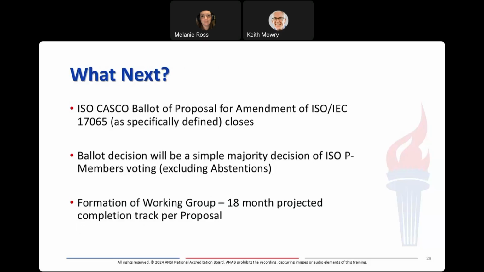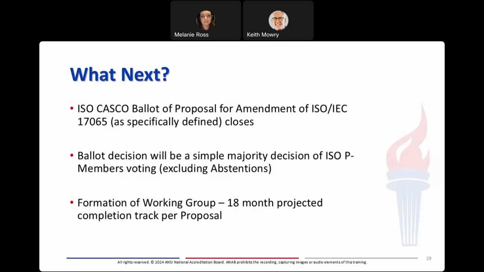So to sum up and briefly to end here, what's next? Well, if the CASCO ballot passes, first it has to close, but if it passes, the decision will be by simple majority whether to adopt this amendment proposal or not. If the amendment proposal is adopted, the limited changes I've described will go forward. If it's rejected, nothing changes. 17065 is exactly the way it is today, and it goes forward with no changes whatsoever.